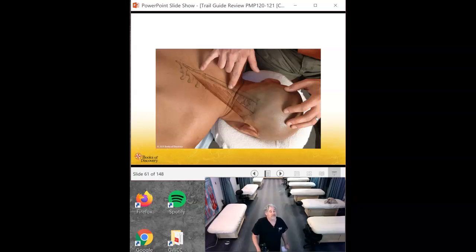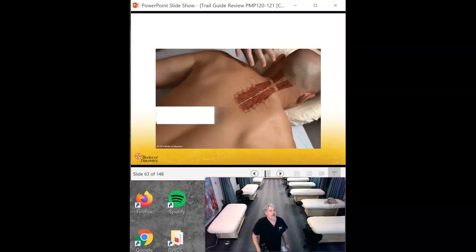Splenius capitis. What is this muscle? This is my friend. Next question. I was just making a drink. Yeah, I can tell you've been drinking. And it ain't tea. Semispinalis.